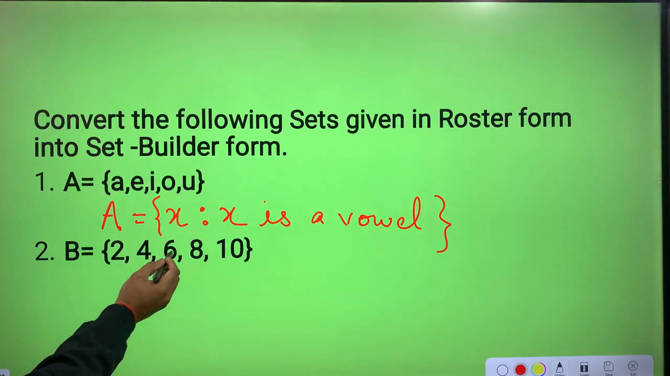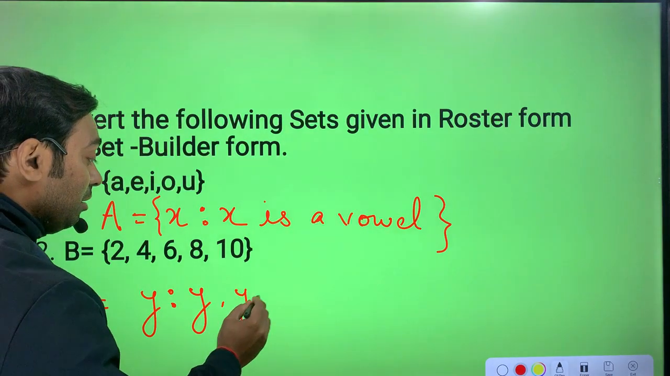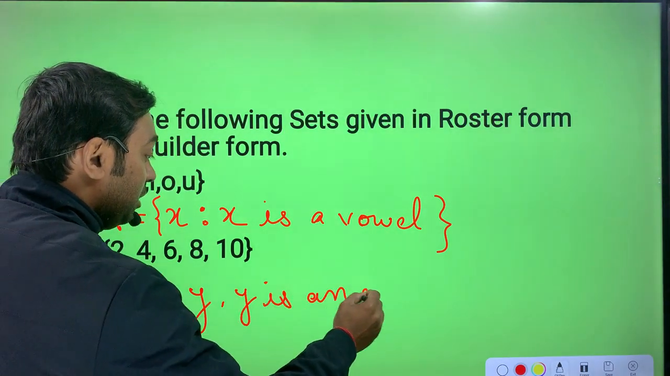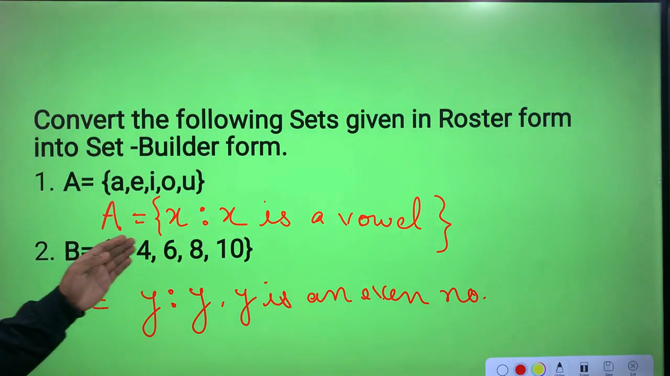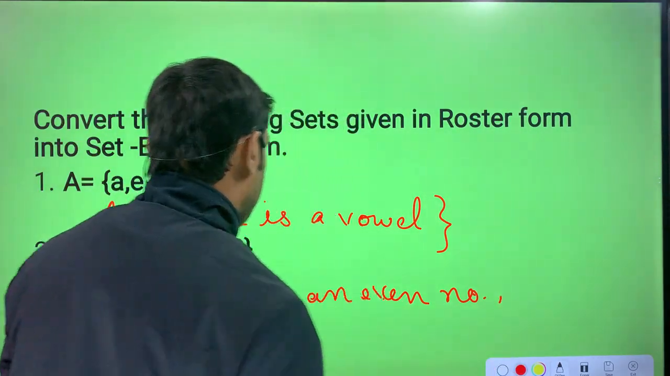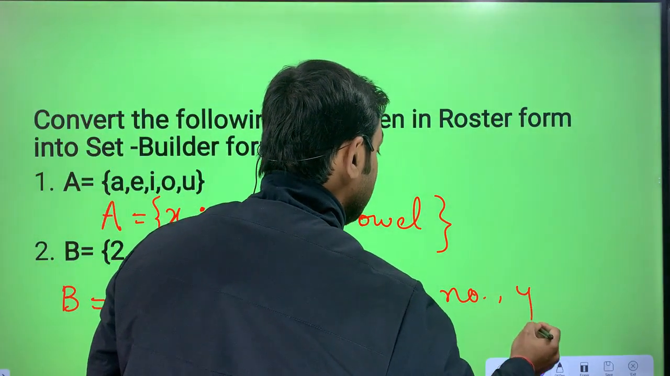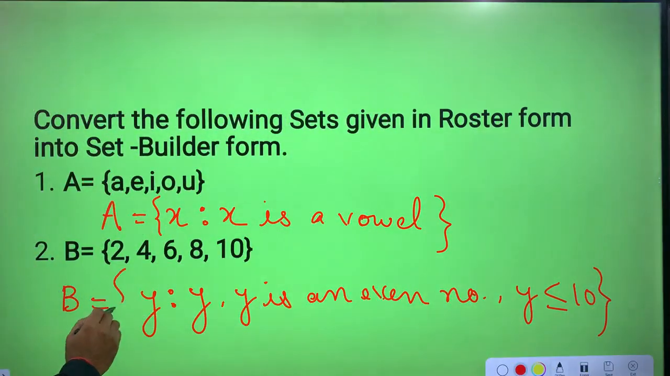Now this is what? 2, 4, 6, even numbers. You can see even numbers, and B can be written as what? Suppose y, such that y is an even number. And which type of even number? Obviously they are positive, we generally consider. And y is less than or equal to 10. We can consider this the set builder form of this.